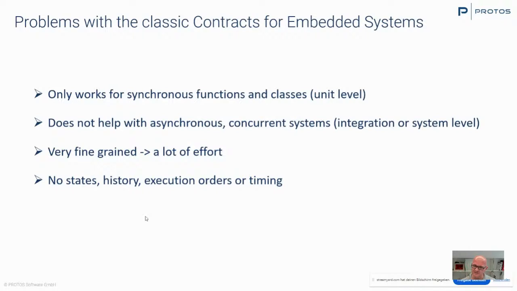And in the end, it's a very low-level functionality. And also those contracts do not have states, they do not have history, they do not have execution orders, they do not have timing constraints. And those are all things you need to check in embedded systems. If not, it's not very valuable on that level for an embedded system. It has a big value, but it's a lot of effort.